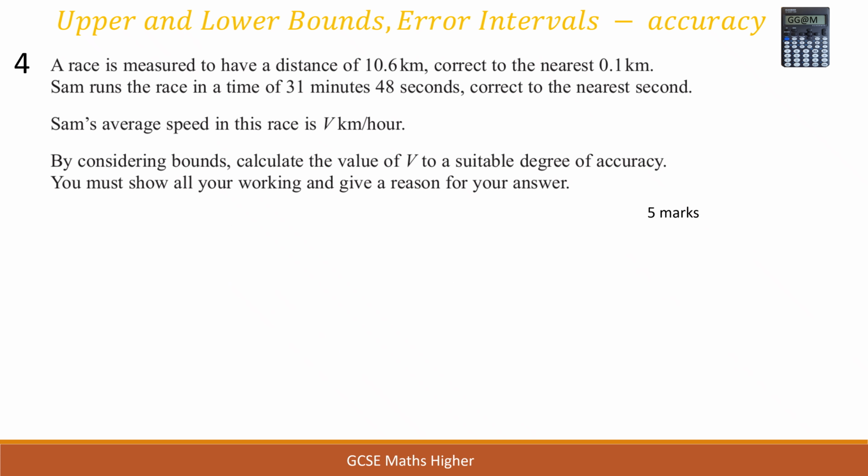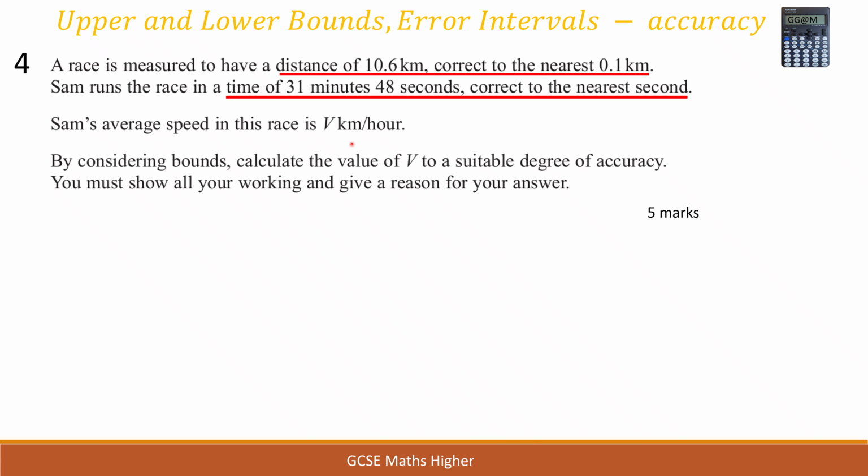Now this question is quite a wordy question linking to upper and lower bounds or your error intervals here. So we're going to look at the keywords in the question. You're told you've got a distance of 10.6 metres to the nearest 0.1 kilometre. The time is 31 minutes and 48 seconds. Now be careful because the units aren't consistent, so you need to put them into the same form, and this is to the nearest second.